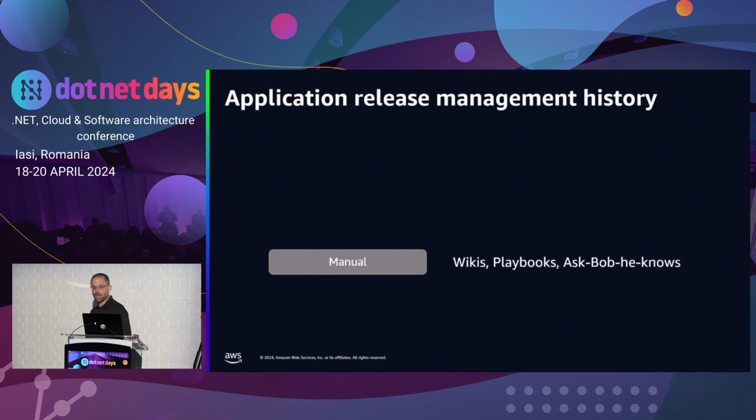So let's discuss application release management history a little bit. I've been in the IT industry for more than 20 years now, and I'd love to say that a while back we were deploying into production manually. This was a while back. We were reading wikis, we were reading playbooks, or we were asking Bob because Bob knows, and when Bob was on vacation, we were in trouble. Or just a minute, is someone named Bob here? No, okay, I don't have any issue.